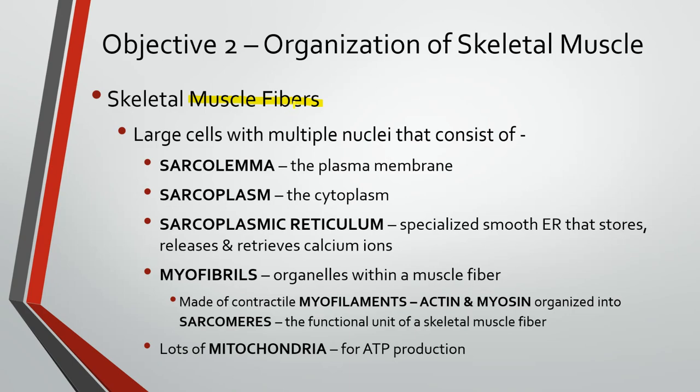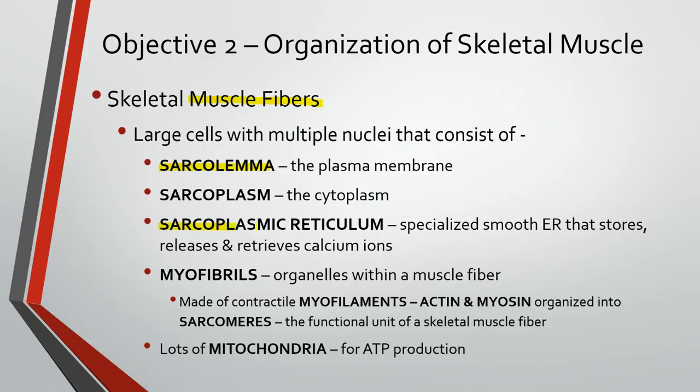Each muscle fiber is a long cylinder. It's not your typical shaped cell. It is specially shaped and made to do its job. Each muscle fiber is surrounded by the sarcolemma, which is the plasma membrane. And inside you'll find the sarcoplasm, which is the filler, the cytoplasm and organelles, between the nuclei and the cell membrane.